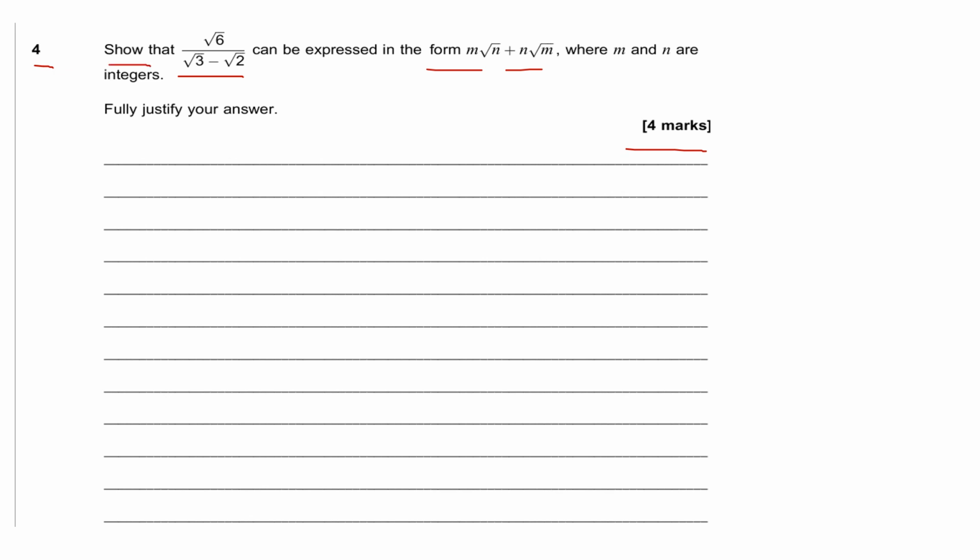Show that root 6 over root 3 minus 2 can be expressed in the form m root n plus n root m, where m and n are what we call whole numbers, so what we call integers, whole numbers. Fully justify your answer.